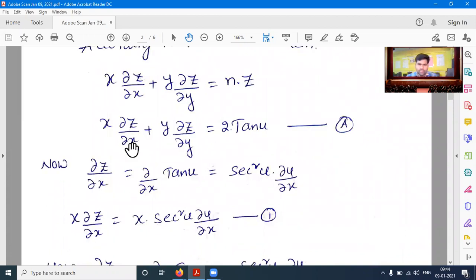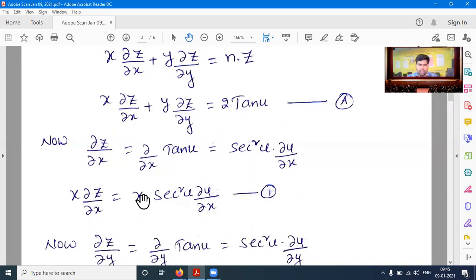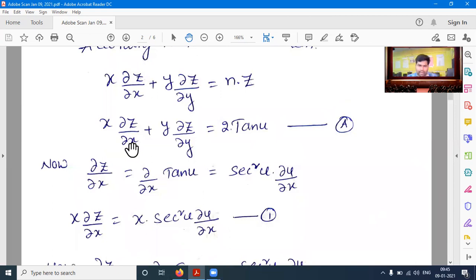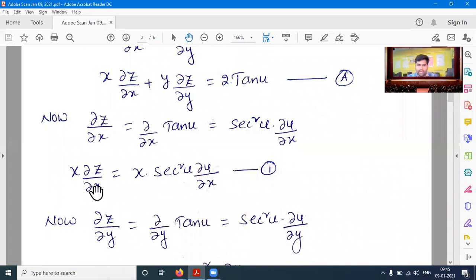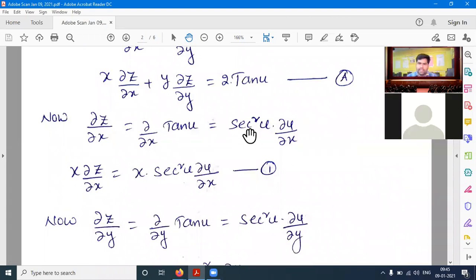So now dou z by dou x. Dou z by dou x is equal to dou by dou x into z value. Z value is tan u. So that is equal to dou by dou x into tan u. Differentiation of tan u is what? Secant square u into, again for this one, dou u by dou x. So we need x into dou z by dou x, so we have to multiply with x. So x into dou z by dou x is equal to x into secant square u into dou u by dou x. That is equation number 1.